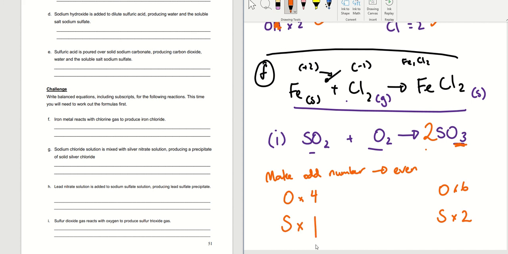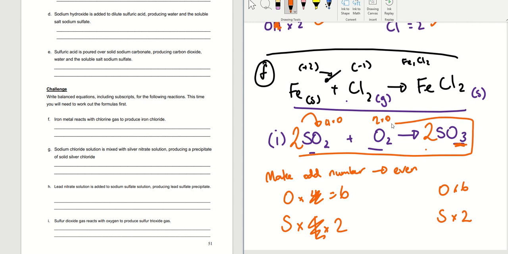ratio-wise, it's actually going to be quite easy here because all I have to do is put a 2 in front here. Then I have 2 sulfurs. 2 times 2 equals 4 oxygens. We have 2 oxygens here, so now I have 6. So now this equation here is balanced. That's pretty much it with the challenge questions.